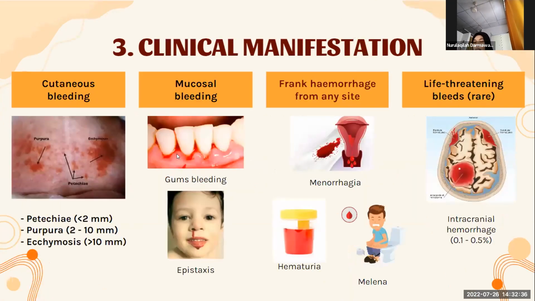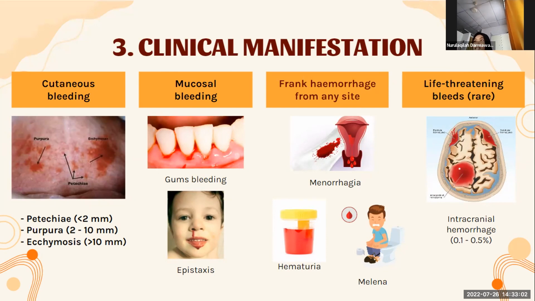So basically, for the cutaneous bleeding, the patient may present with petechiae, purpura, or ecchymosis, which vary in terms of the diameter. Petechiae are less than 2 mm, purpura, the reddish skin discoloration, is about 2 to 10 mm, and ecchymosis is more than 10 mm.